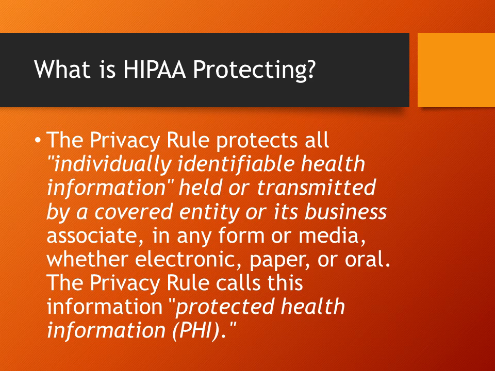So what is HIPAA protecting? The Privacy Rule protects all individually identifiable health information held or transmitted by a covered entity or its business associate, in any form or media, whether electronic, paper, or oral. The Privacy Rule calls this information protected health information, also known as PHI.